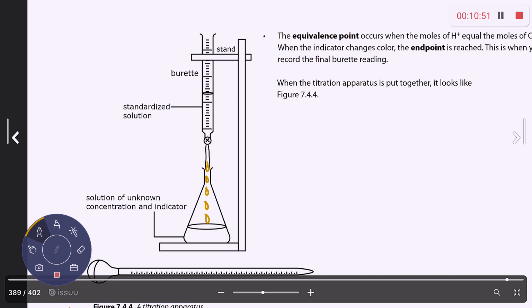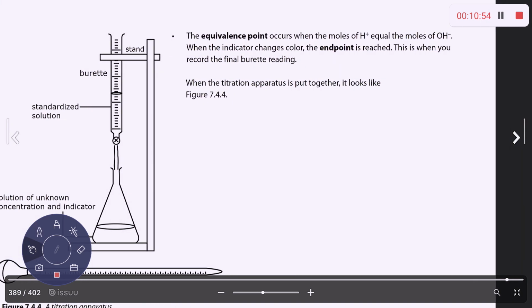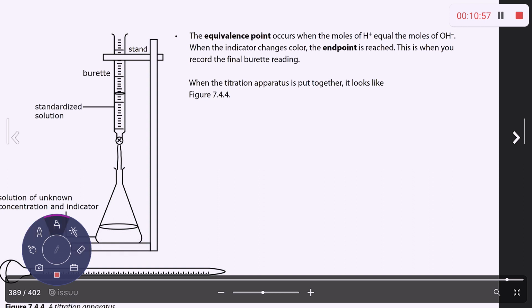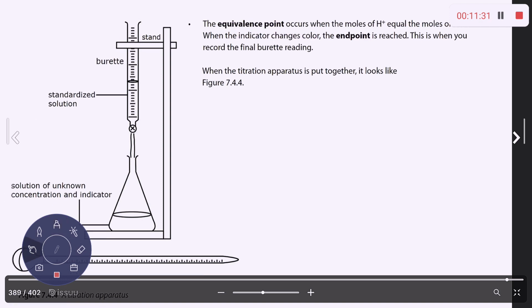Okay, be really careful on your definitions of equivalence point and end point. People often mess these up. The equivalence point happens when the moles of hydrogen ions equals the moles of hydroxide ions. Your indicator that you use, depending upon the kind of titration that you're doing, may or may not turn color exactly at that point. It may turn color just slightly after, like ours does with phenolphthalein. When the indicator changes color, that's when you're allowed to call it the end point. Okay? And that's when you stop. Okay, any questions for me on this?